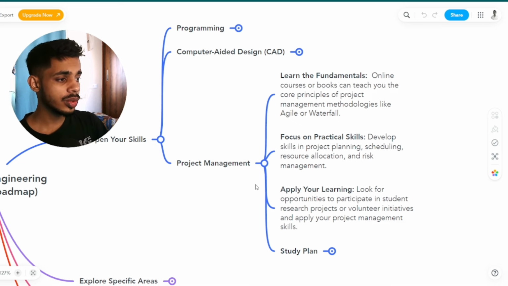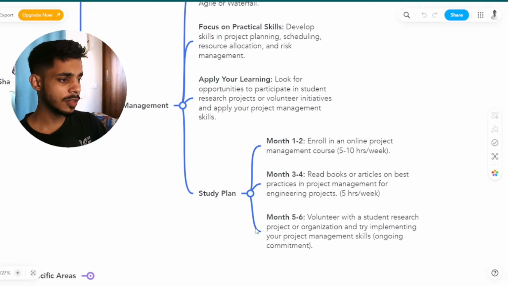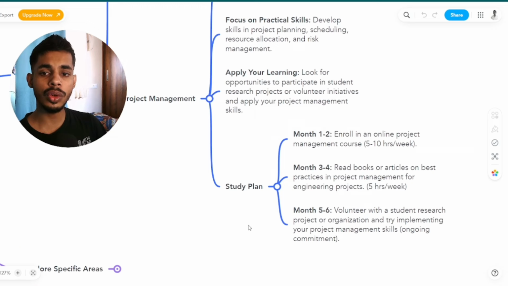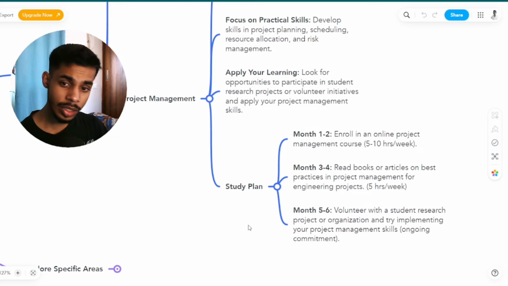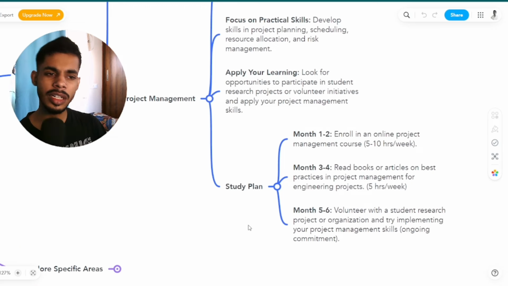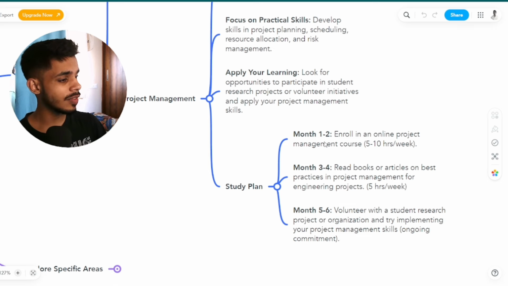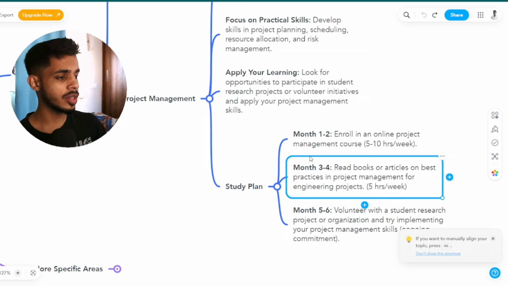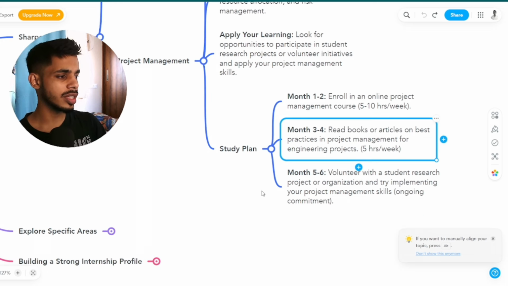And then how to study this, or what is the plan to study this? In the first 2 months, you have to enroll in a project management course. There is a wonderful course on Coursera by Google, called Foundations of Project Management. Do that first course, that's more than enough. Do the first two courses that are there, and the first 2 months will be more than enough to finish that entire certification course. If you are able to do that, well and good. And then read books or articles on the best project management principles, engineering projects, and things like that.